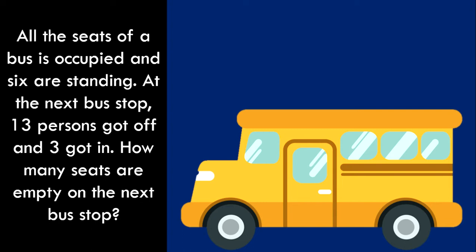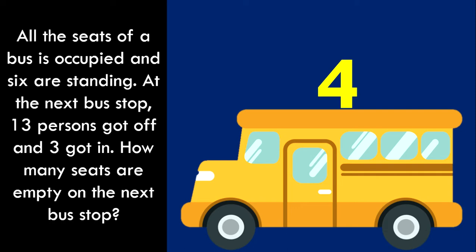Another problem. All the seats of a bus are occupied and 6 are standing. At the next bus stop, 13 persons got off and 3 got in. How many seats are empty on the next bus stop? Okay, the answer here is 4. You don't need to think of how many seats there are in the bus. Just get the idea that all seats of the bus are occupied, and there are 6 people standing.